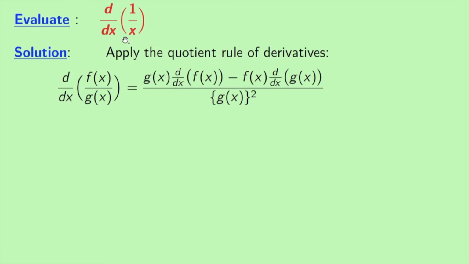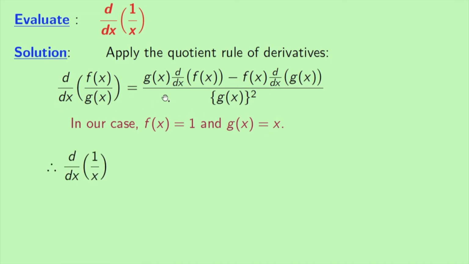If we compare 1 by x with f(x) by g(x), then we get f(x) equal to 1 and g(x) equal to x. Now applying this formula in our case, we get derivative of 1 by x is equal to x times derivative of 1 minus 1 times derivative of x, by x square.